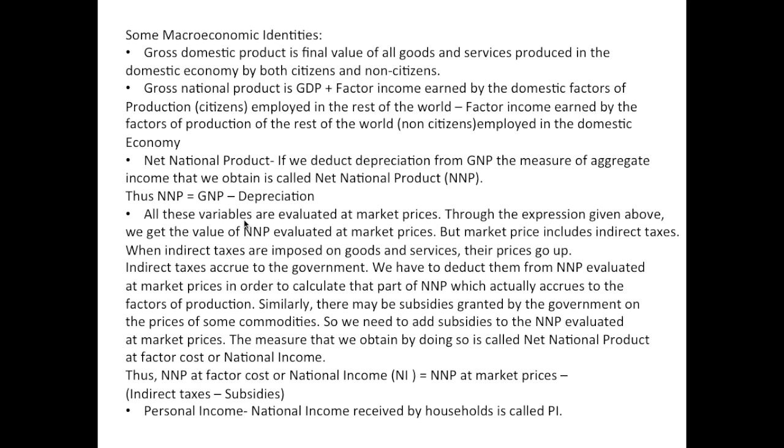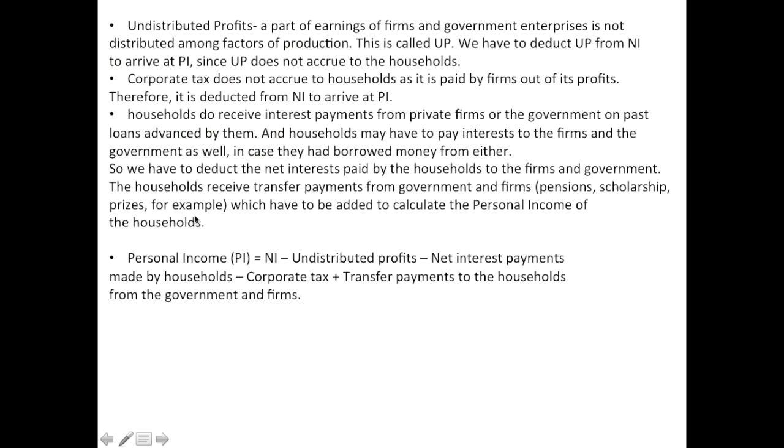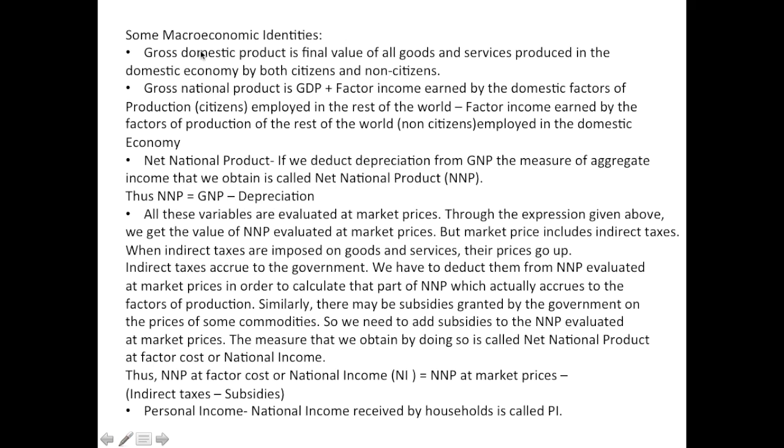Hello guys, the topic for today is some macroeconomic identities or terms. There are different macroeconomic terms which are used. The first, as you all know, is GDP, gross domestic product. Then there comes GNP, gross national product. Then you find out NNP, net national product. Then you find out personal income and national income, which is NNP at factor cost. And then you understand how personal income is calculated.